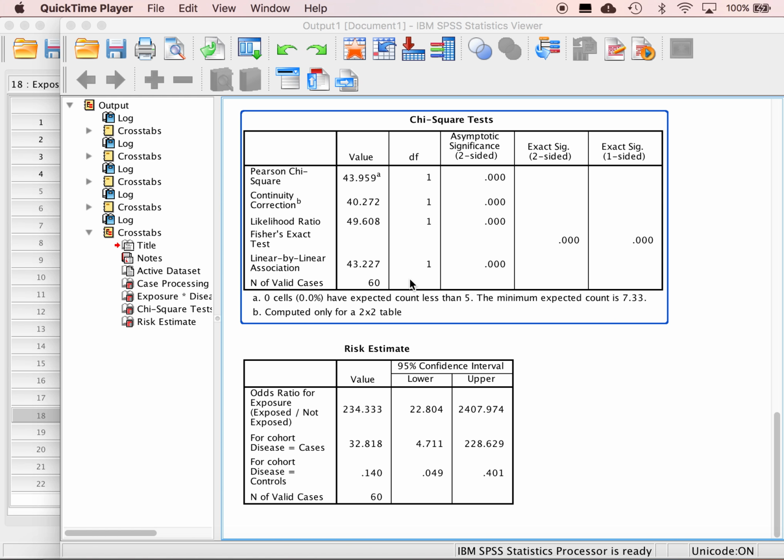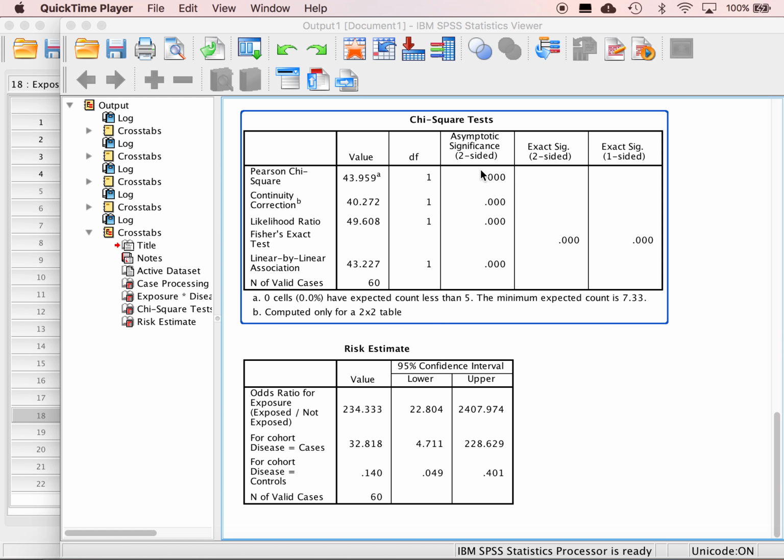0.05. And then when we performed the test in SPSS, you can see here that this Pearson chi-square, which is the test of independence, the value there is 43.959. And so that value then is converted using the chi-square distribution into a p-value. And notice here, there's our 1 degree of freedom because it's a 2 by 2 table. And our p-value is less than 0.05.